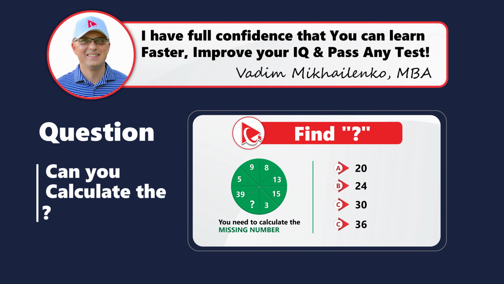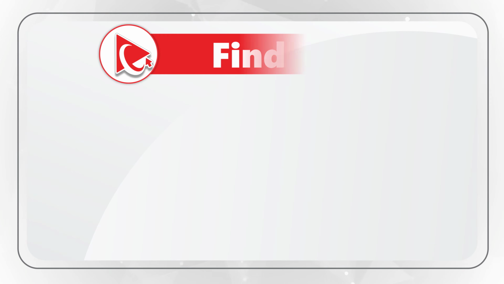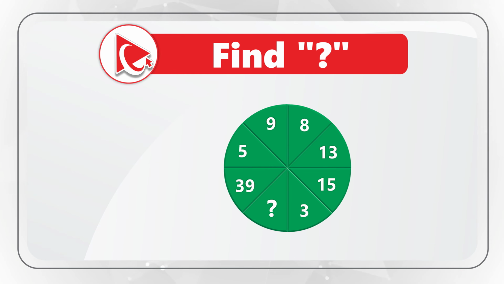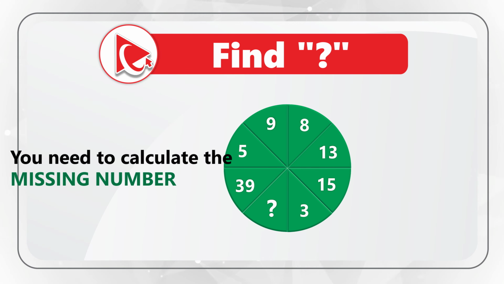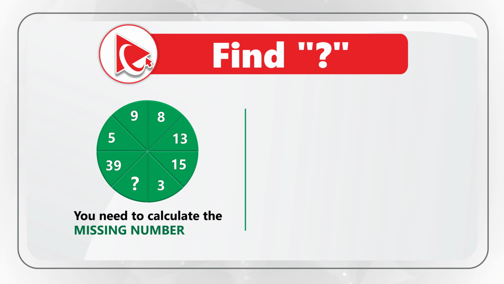Here's a problem some people might find challenging, but in reality, it's very easy to solve. You're presented with a circle, broken down into 8 sections. In each section, there is a number, and in one section, the number is missing, and you need to calculate the missing number. If we start with the 8 o'clock, the numbers that are present are 39, 5, 9, 8, 13, 15, 3, and then comes the missing number. You need to calculate the missing number out of 4 possible choices.